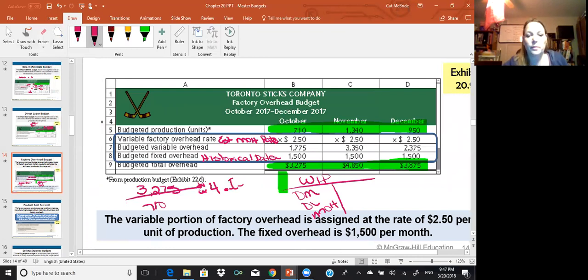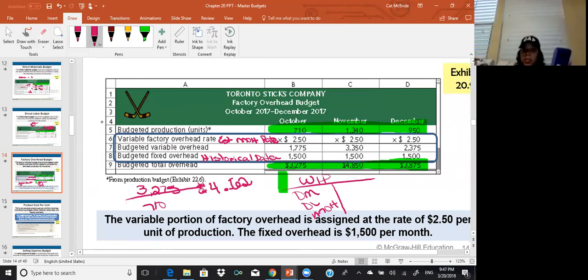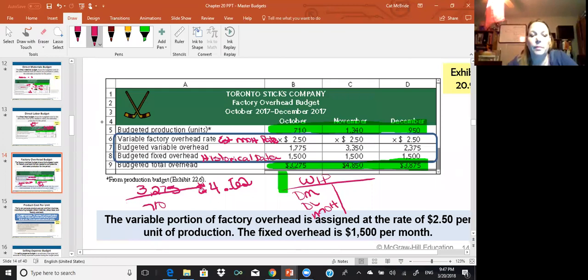4.61. And what is this? The 4.61 is equal to what? So this is the cost per unit for October. Because what we're going to do next is look at cost per unit. So for overhead, if I wanted to know my cost per unit for October, I'm going to take the 3,275 divided by the 710.